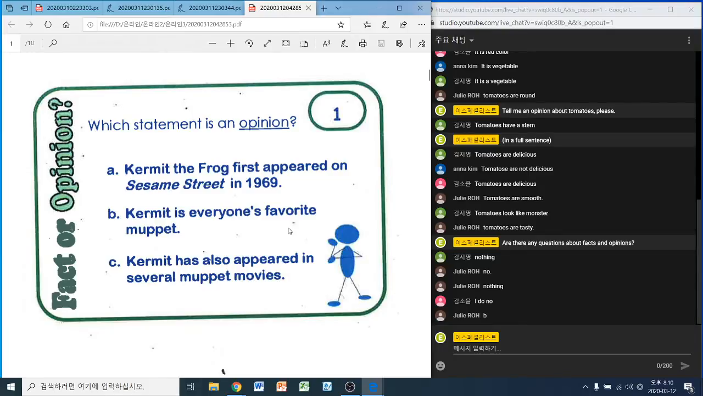Hold your answers, don't send your answers. I'm going to count 3, 2, 1, and then you send your answers. Are you ready? Everybody type in your answer, but don't press send. Type in the answer, and then 3, 2, 1, send your answer. Is it A, B, or C?